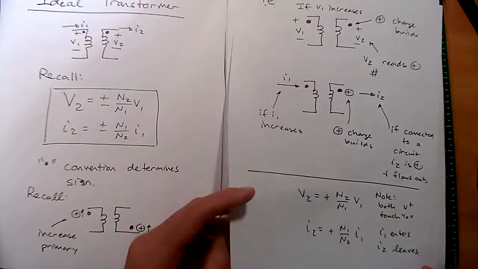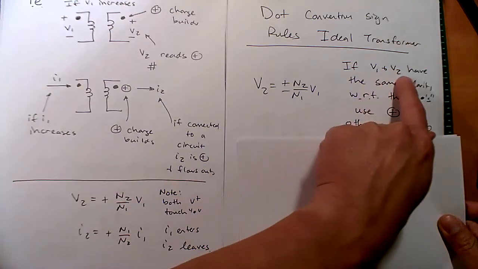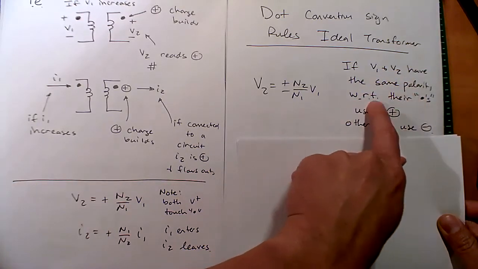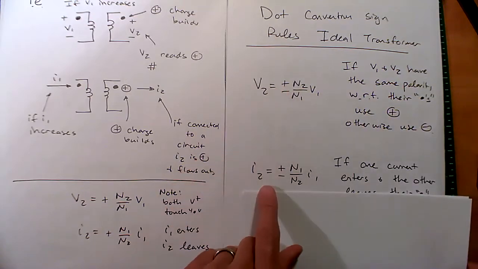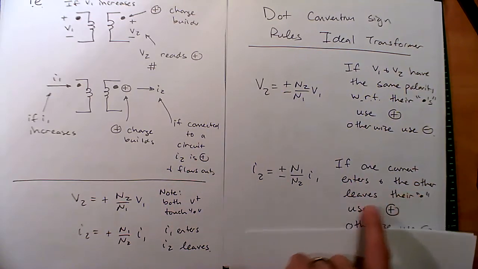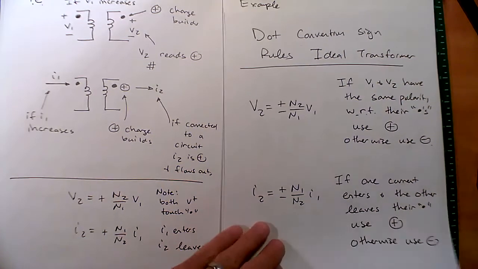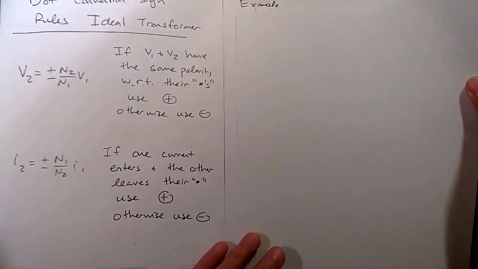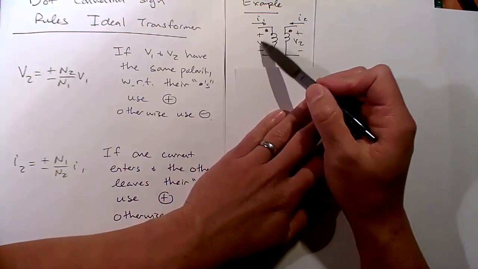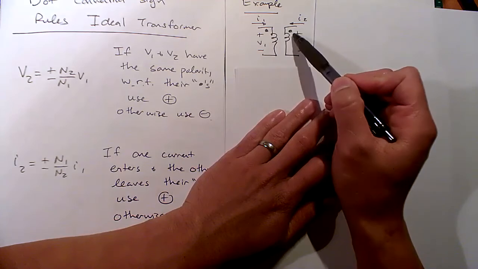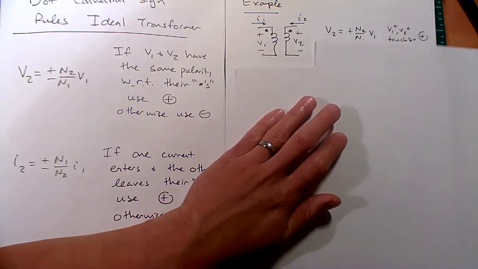If we were to summarize that in a set of rules: if V1 and V2 have the same polarity with respect to their dots, use the positive. Otherwise, use the negative. And for the current, if one current enters and the other leaves their dot, use a positive. Otherwise, use a negative. Let's do a bunch of examples to hit this concept home. Looking at the voltage, positive touching positive is going to be positive. But for the current, both are entering, so that means it's going to be negative.